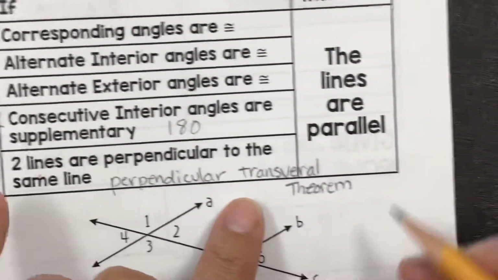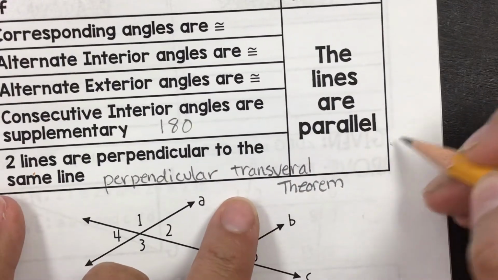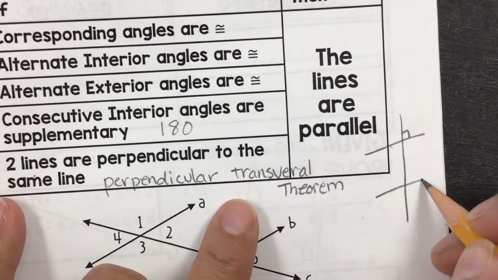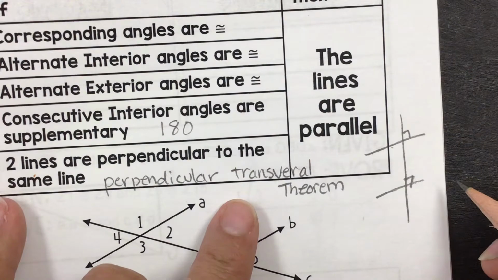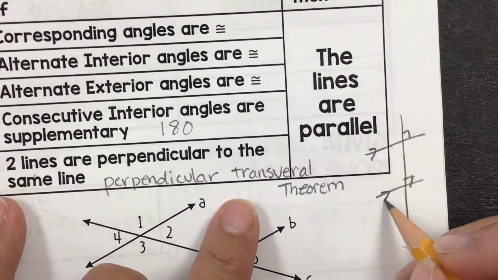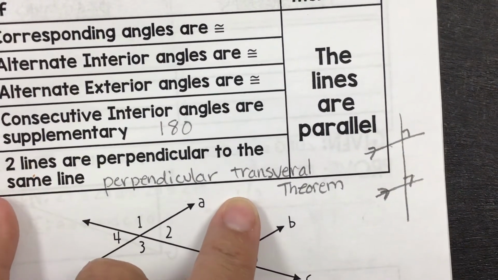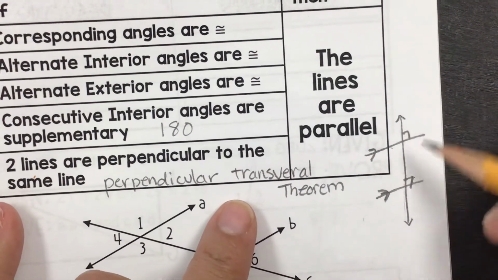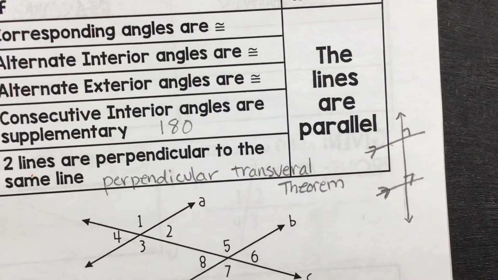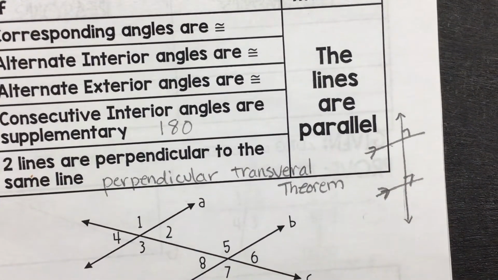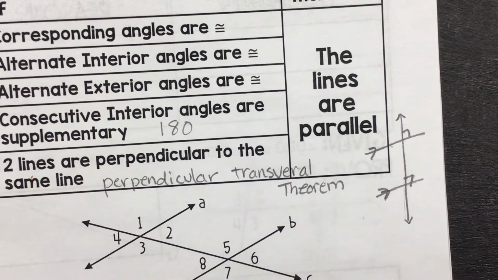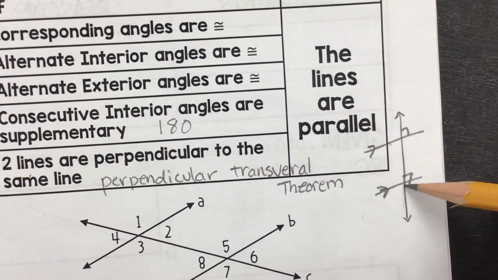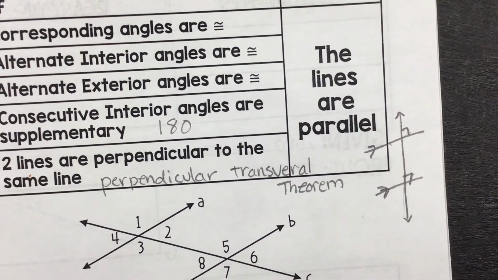What does this one mean? What this one means is that if you know that this line is perpendicular and this line is perpendicular, then the two lines are now parallel. So if the transversal, being this one right here, cuts at two perpendicular lines, then they're parallel. Well, it makes sense, right? Because these are 90 and they're corresponding, so the angles would be congruent.